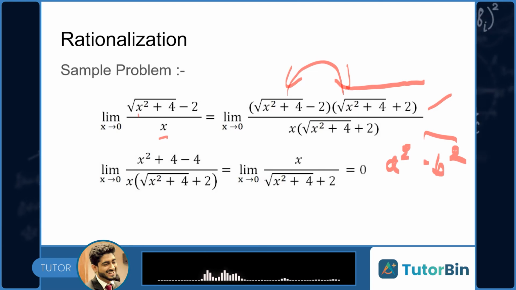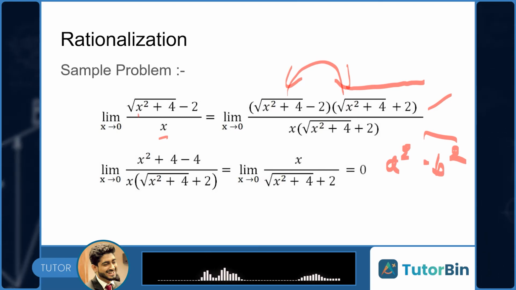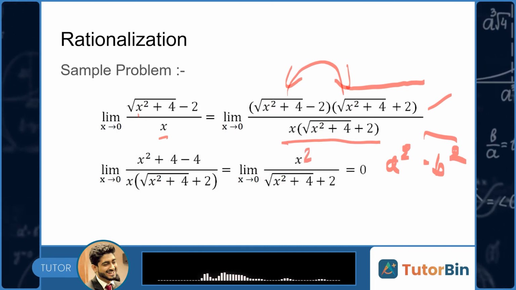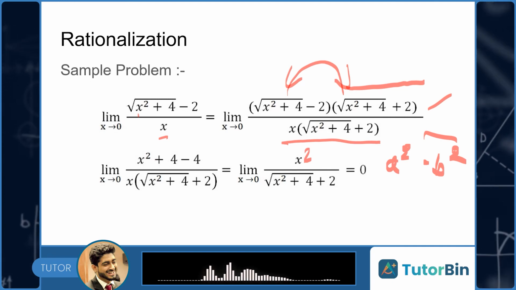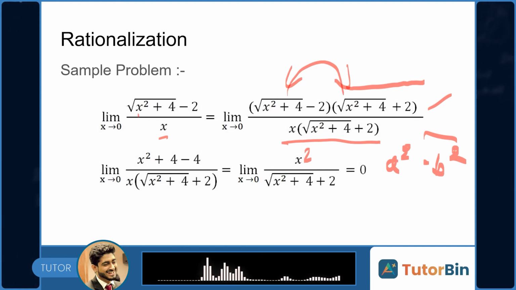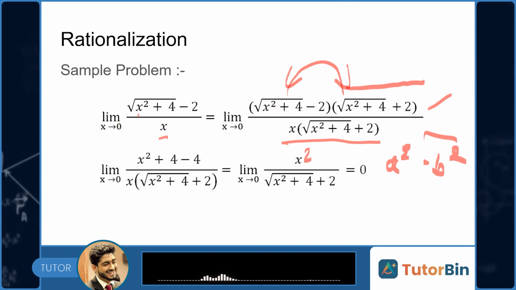The square of this term will become x square plus 4 minus 4, and in the denominator it will simply be x times (root of x square plus 4 plus 2). Here limit x tends to 0. This 4 cancels out, and we are left with x square divided by x times (root of x square plus 4 plus 2), that is x divided by (root of x square plus 4 plus 2). Now we can simply put x equals 0 in this term. 0 square will become 0, and in the denominator, 0 square plus 4 root is 2, 2 plus 2 is 4, 0 upon 4, that is 0.